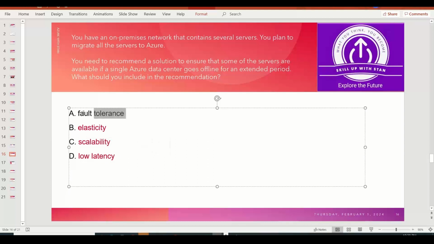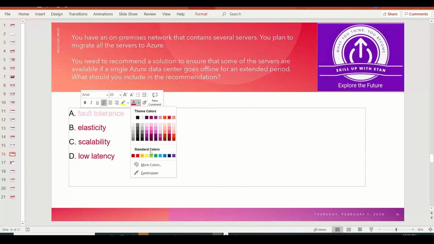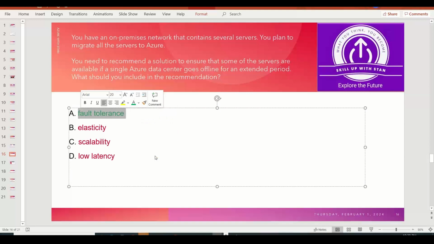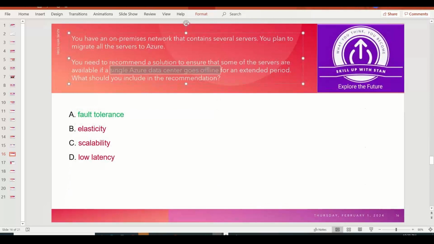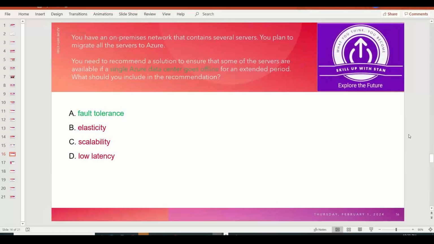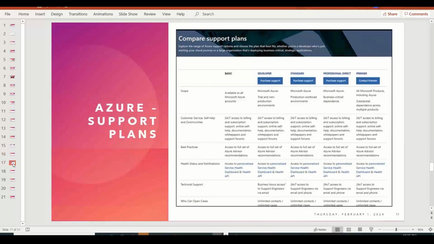Fault tolerance is the concept where you can have multiple data centers or multiple regions covered. So if you want to tolerate a failure, then the concept is called fault tolerance. This can help you so that even if a single Azure data center goes offline, you can still be fault tolerant using the availability zone concept. The concept name is fault tolerance.